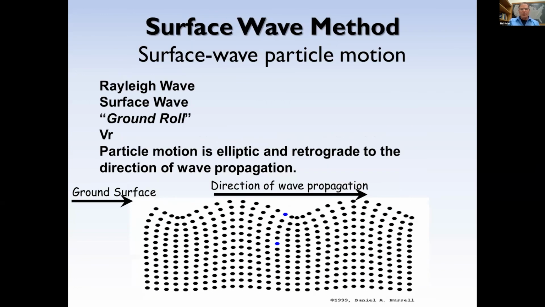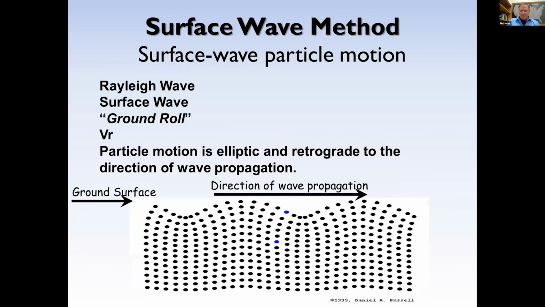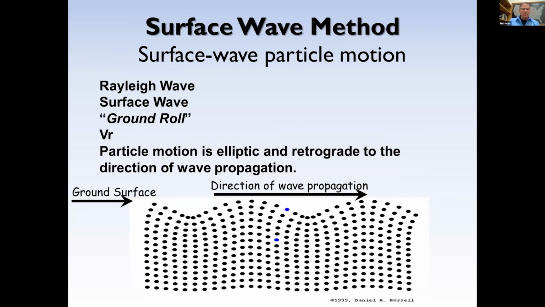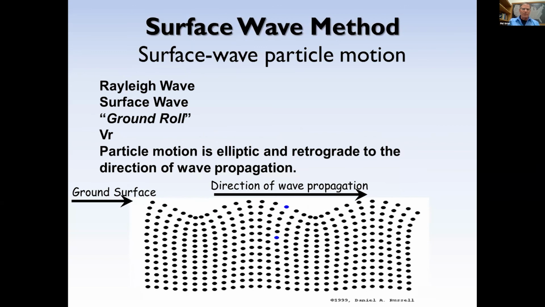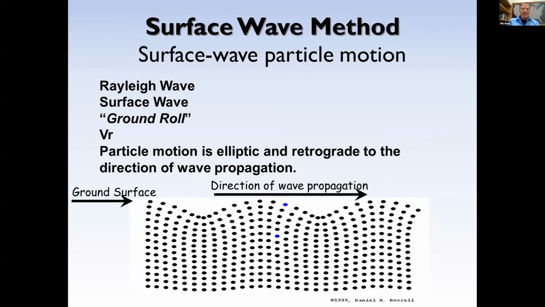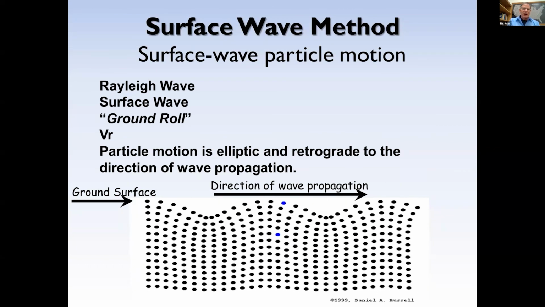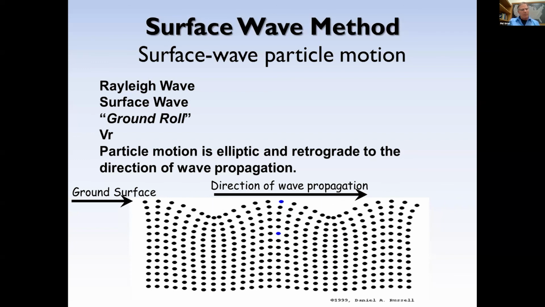Now this one is a fun one. If you look at the blue dots for very long, you'll be a little dizzy, but this is the surface waves and the particle motion of the surface wave, in particular the Rayleigh wave, which was identified back in the late 1800s. It's the ground roll. It's a surface wave that's felt in earthquakes or even when you hit the hammer or anything else.